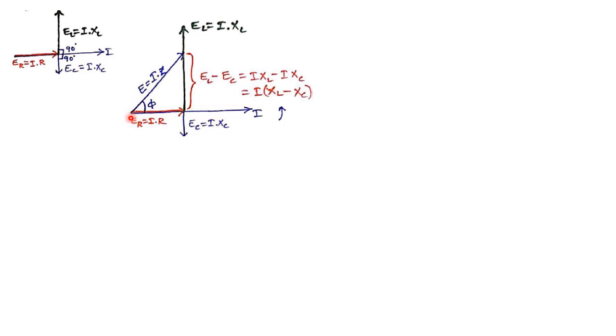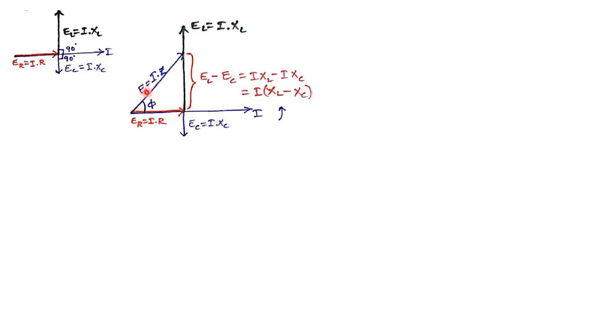Hence my remaining vector will be EL minus EC. Okay. So because these two vectors are exactly opposing each other, the resultant of these two vectors is EL minus EC. So this part is nothing but the deducted part of EC. So this remaining part what we observe is EL minus EC.